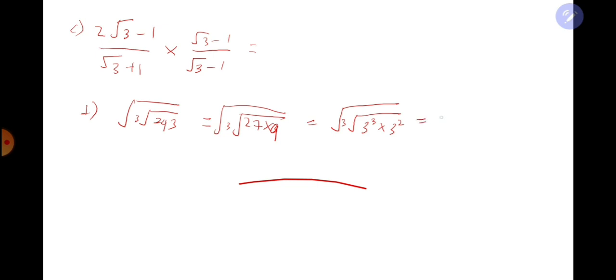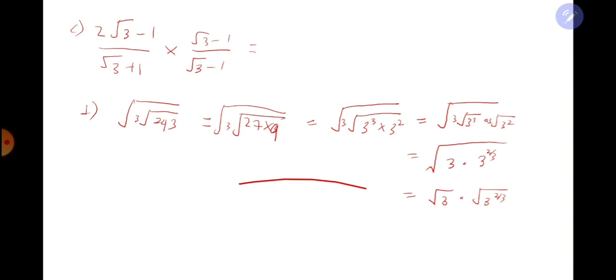Okay, so this one will be square root of root 3 of 3 power 3 times root 3 of 3 power 2. Okay, so root 3 of 3 power 3 will give 3, times this one you can rewrite as 3 power 2 over 3. Okay, and this will be square root of the whole thing. Okay, so this one you can split them up. You can get square root of 3 times square root of 3 power 2 over 3.